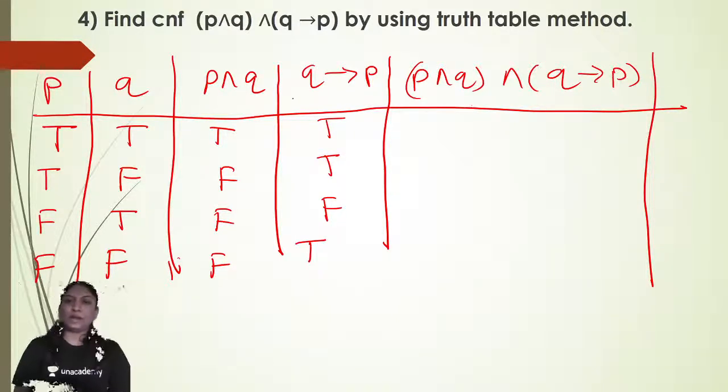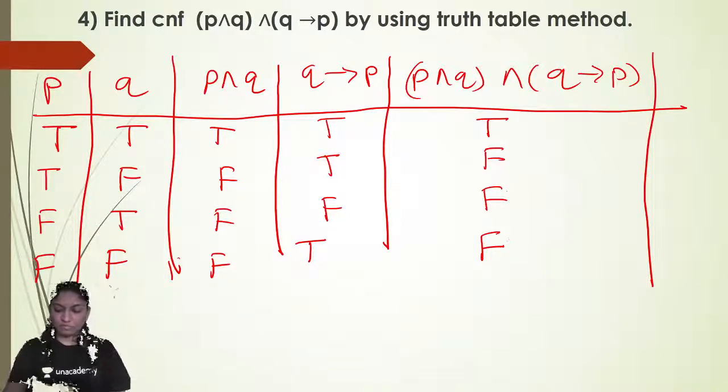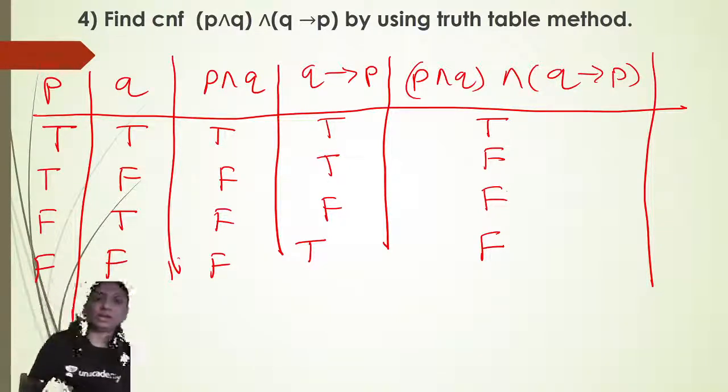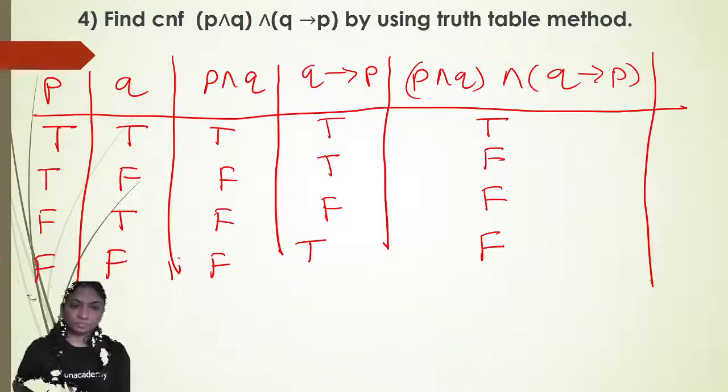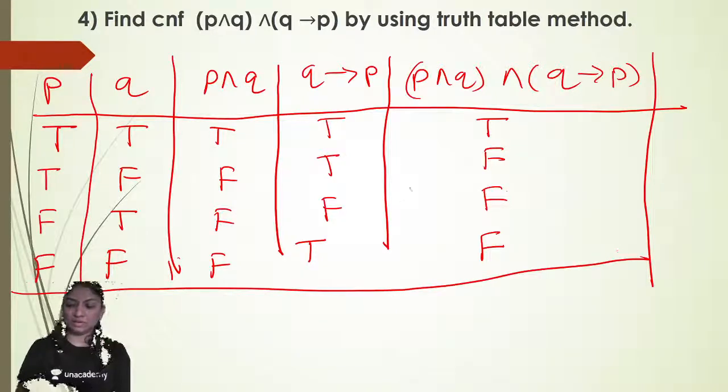P and Q implies P: T T, T. F T, F. F F, F. T F, T F. Now here CNF is equal to CNF. If you want to calculate, then CNF is, here we can write P implies Q, P and Q here. CNF means conjunction of fundamental disjunctions.